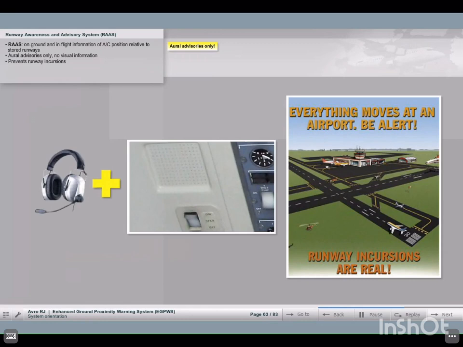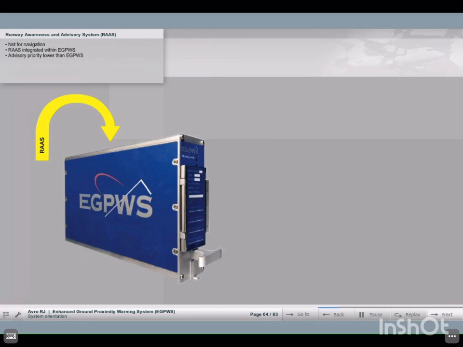RAAS is not intended for navigation purposes, for example, to guide an aircraft in or around the terminal area. RAAS is integrated within EGPWS. EGPWS protection and operation is unaltered by the addition of RAAS. Note that RAAS advisories have a lower priority than any EGPWS terrain-related alerts, including radio altitude callouts.